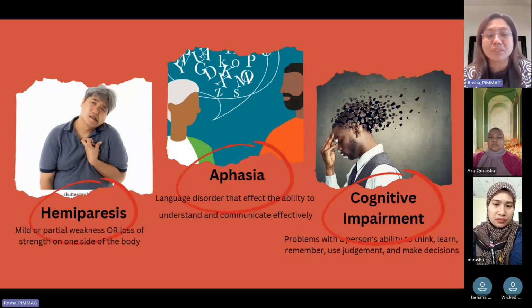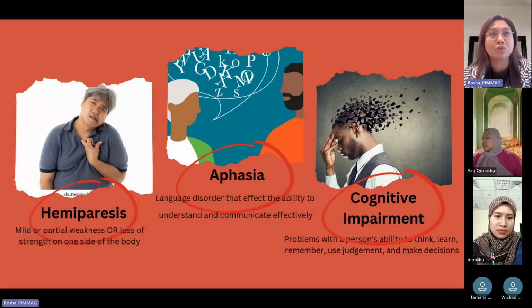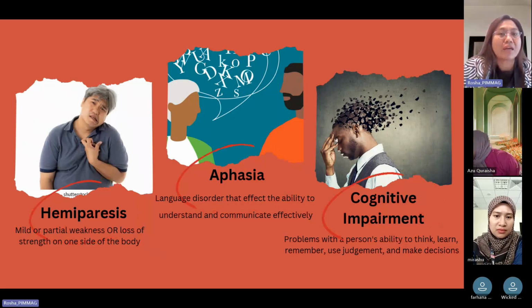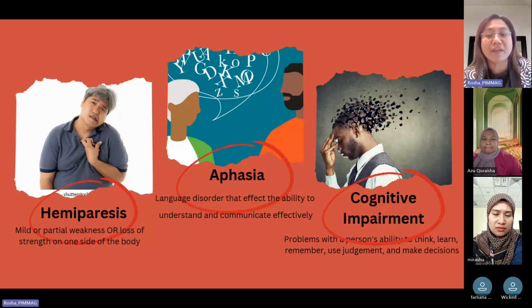The signs and symptoms of glioma also include hemiparesis, which is mild or partial weakness or loss of strength on one side of the body, like those patients who have a stroke, right? They are unable to lift up one side. And aphasia is a language disorder that affects the ability to understand and communicate effectively. While for cognitive impairment, the problem is with a person's ability to think, learn, and remember, or use judgment and make decisions.